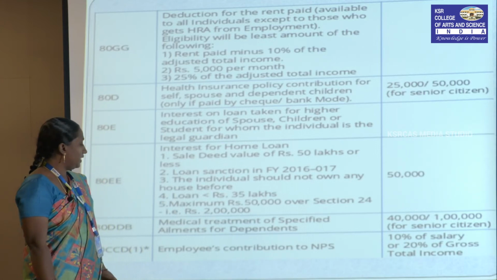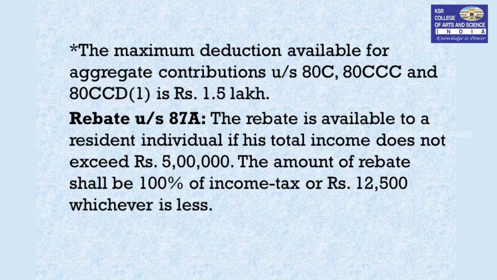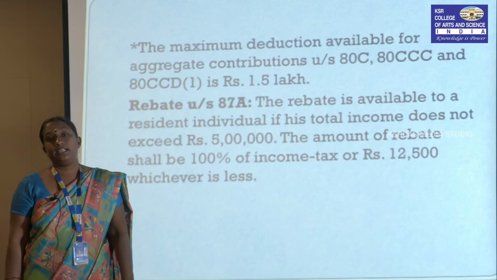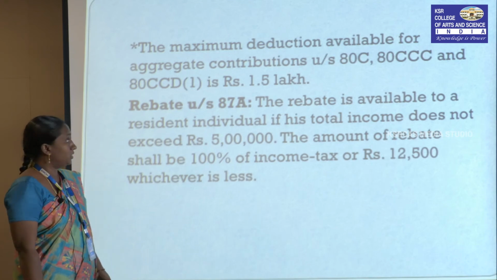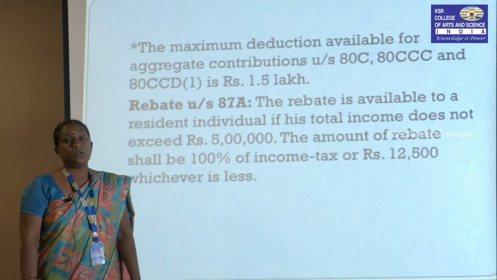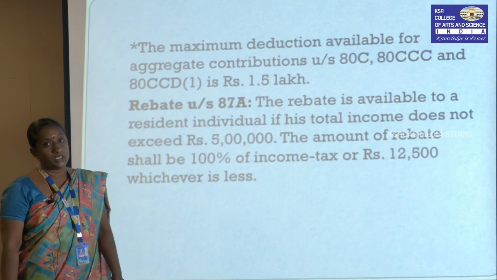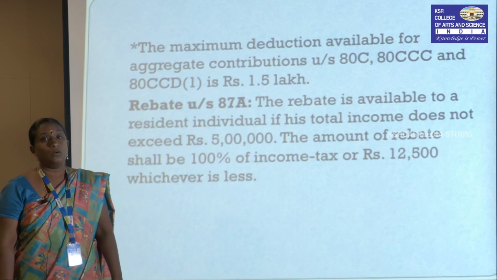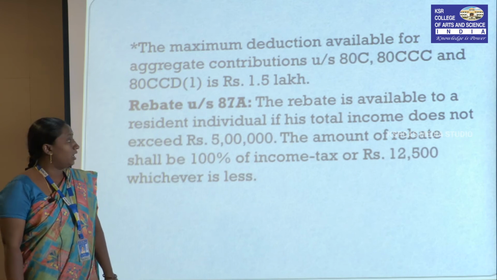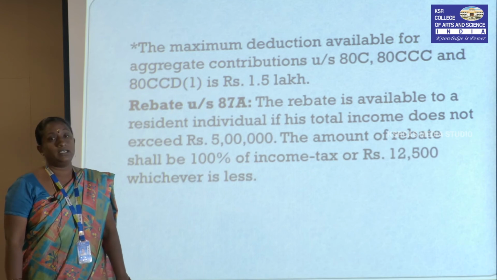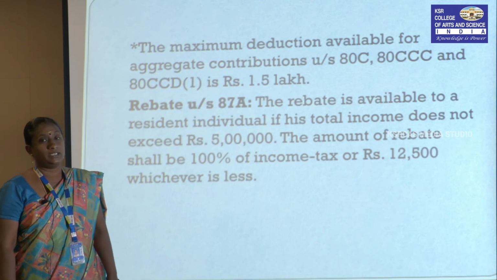80CCD is also taken as a deduction for the National Pension Scheme. Next, for the deductions 80C, 80CCC and 80CCD together, the applicable deduction is rupees 1,50,000 only. If an individual's gross total income is less than 5 lakh, the individual can claim a deduction under section 87A. How much amount is to be deducted? The total tax paid or rupees 12,500, whichever is less, is claimed as a rebate under section 87A.